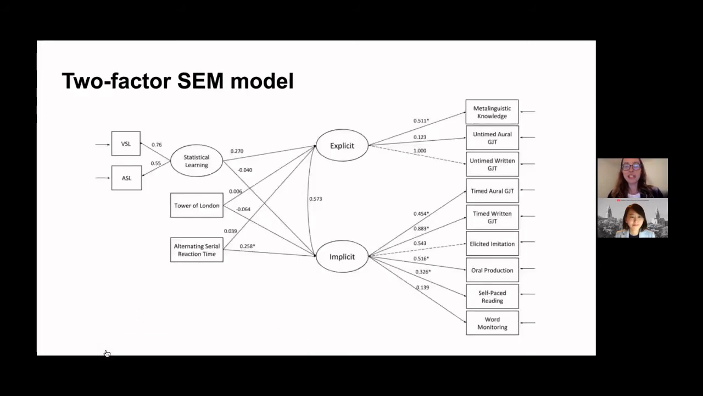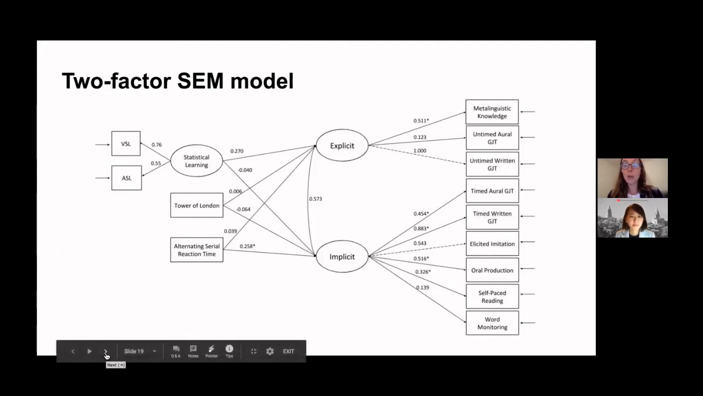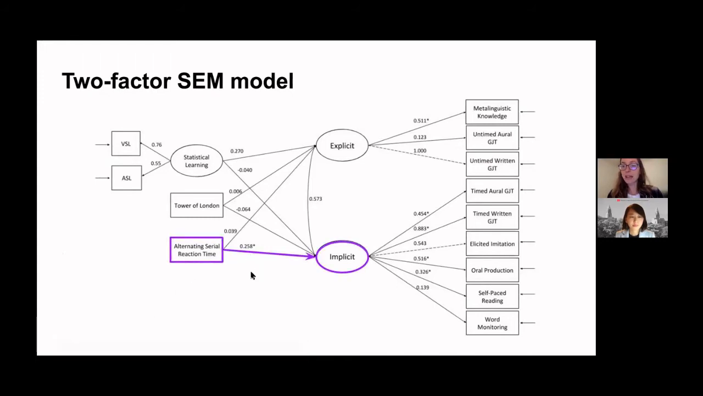This is the two-factor SEM model. The part on the right you've seen before, so it's the part on the left, the structural model, that we are now focusing on. And so what we see here is a significant path going from the alternating serial reaction time task to implicit knowledge. Furthermore, none of the other implicit statistical learning aptitude measures predicted either type of knowledge significantly.